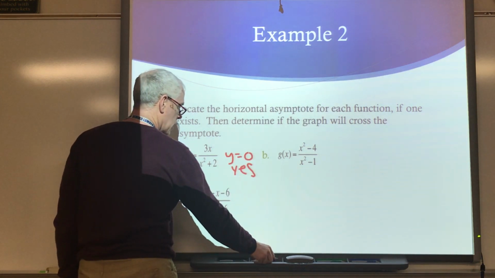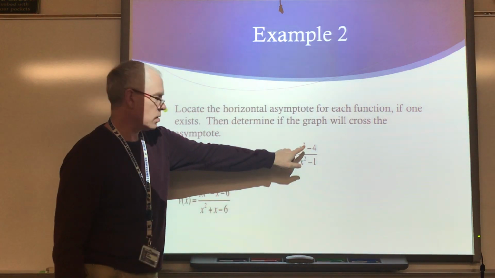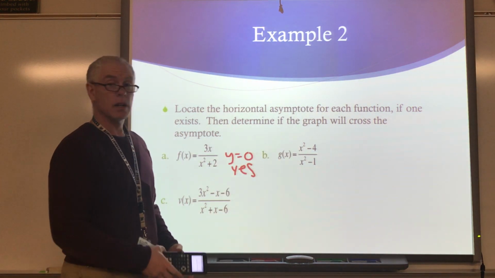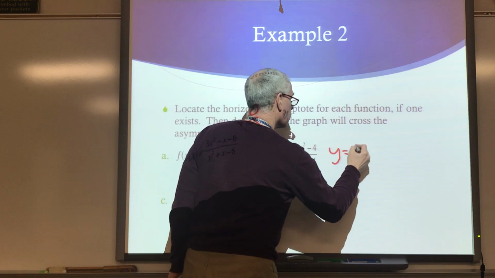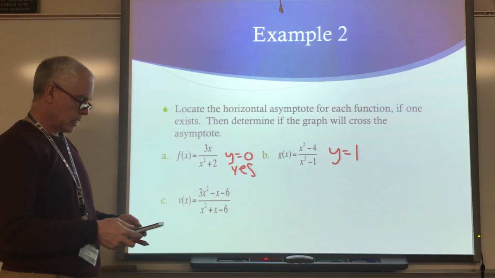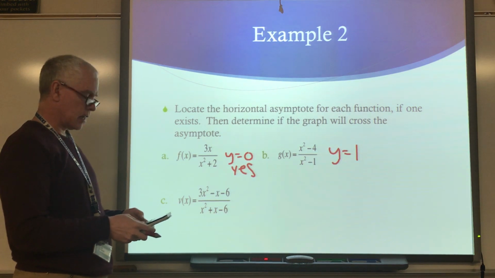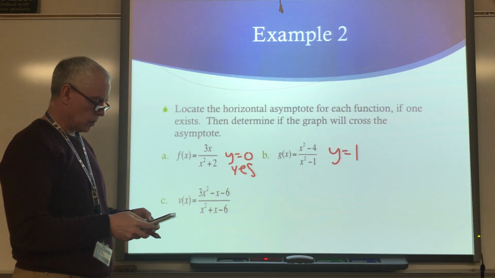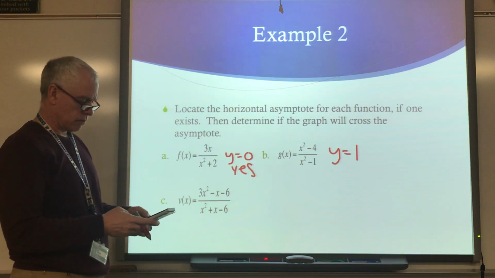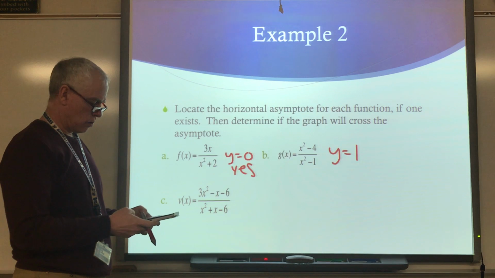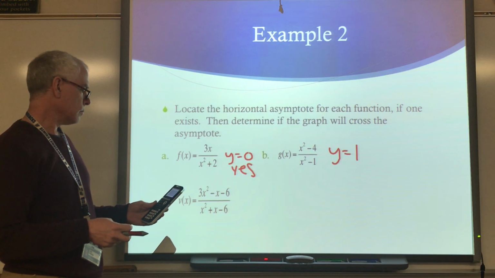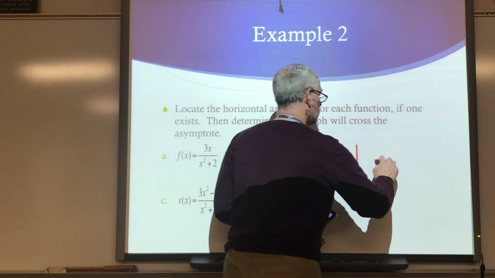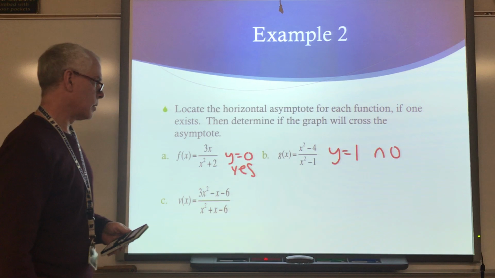Yes. Okay? Part B, the degree on top is 2, the degree on the bottom is 2, x squared over x squared. They're the same, so I divide my leading coefficients. 1 divided by 1, y equals 1 is your horizontal asymptote. Now again, do we cross that line y equals 1? Well, we need to graph the function to figure this out. So x squared minus 4 over x squared minus 1. Hit graph quick. And in my graph, we do not go over the line y equals 1, so I'm going to put a no for that one.